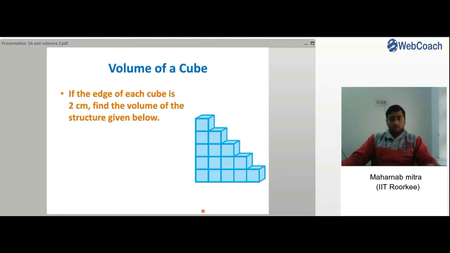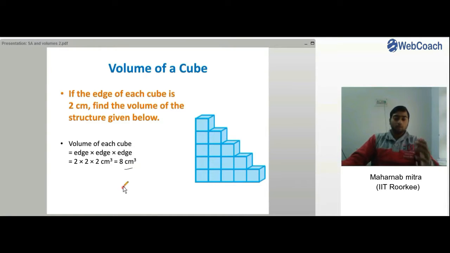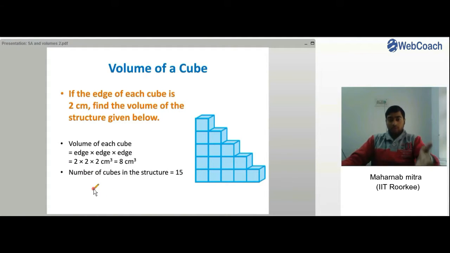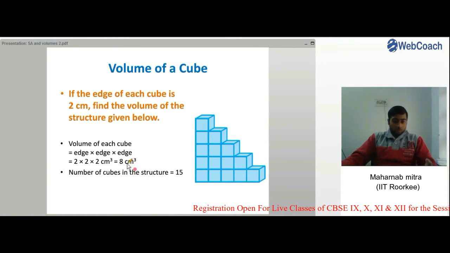So let us find out the volume of one unit, which is a cube. Volume of each cube comes out to be edge into edge into edge, like we had learned just now, and it is 2 into 2 into 2, which is 8, and mind the units, centimeters cube, right? 8 centimeters cube, cubic units. Now the number of cubes in this structure is 15, right? You can count the number of cubes. In this row we have 5, in this row 4, 3, 2 and 1. If you add them up, you will get 15.